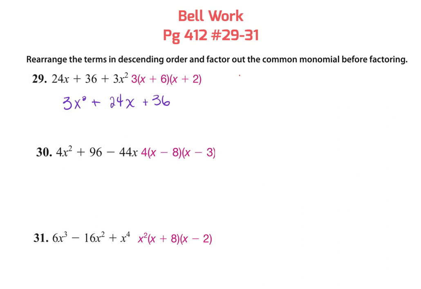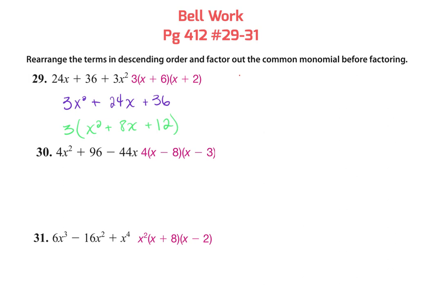The greatest common factor between the numbers 3, 24, and 36 is 3. For the variables, you can't take anything out. You have an x squared and x, and the last one doesn't have anything to give you. So we're going to factor out the 3. We're going to say 3, and then we have x squared plus 8x plus 12.